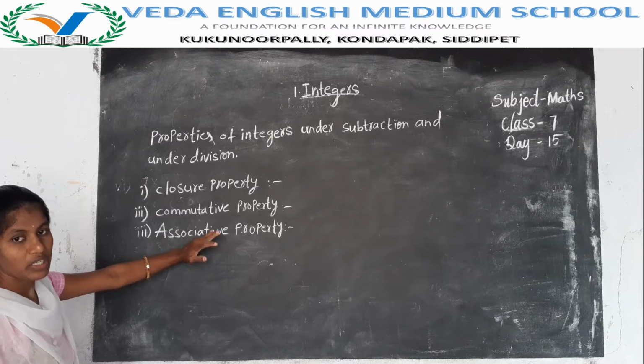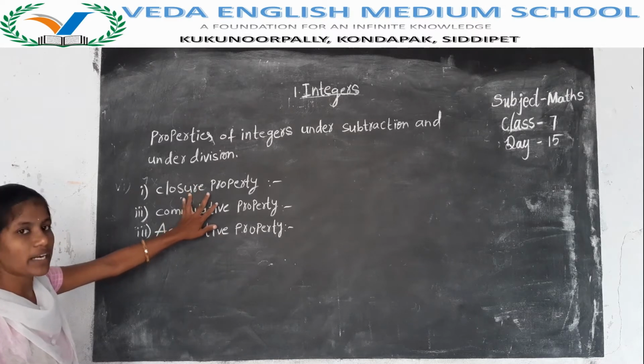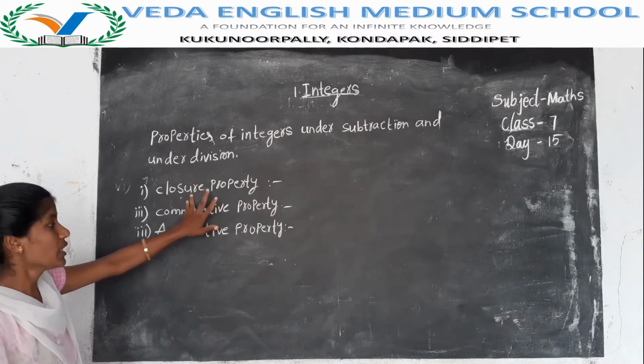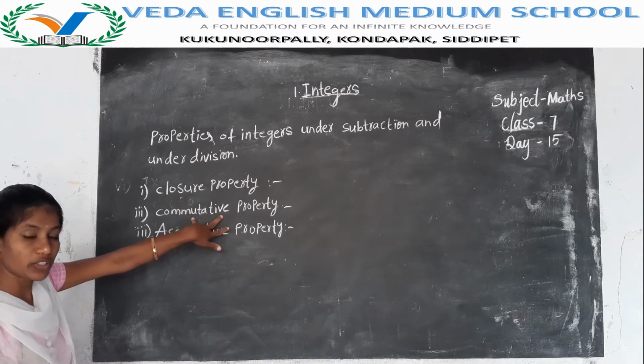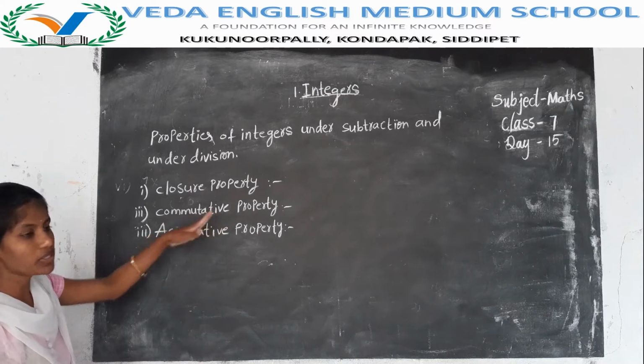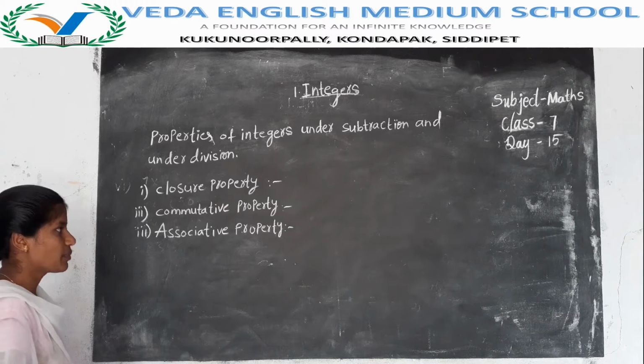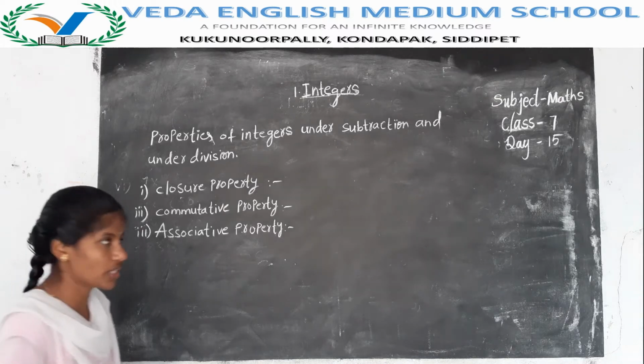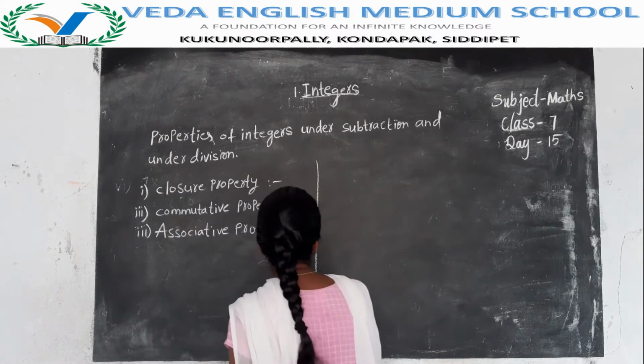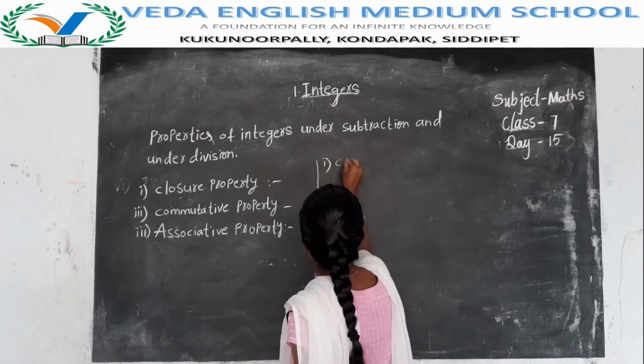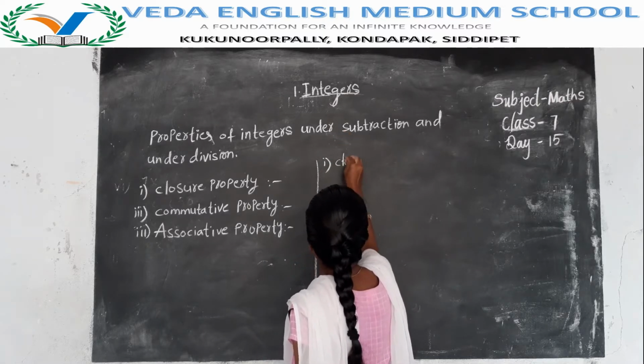Now we have to check. Is closure property under subtraction possible or not possible? Is commutative property under subtraction possible or not possible? Is associative property under subtraction possible or not possible? We have to check. First one, closure property under subtraction.